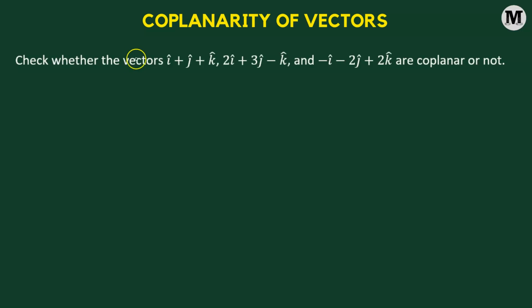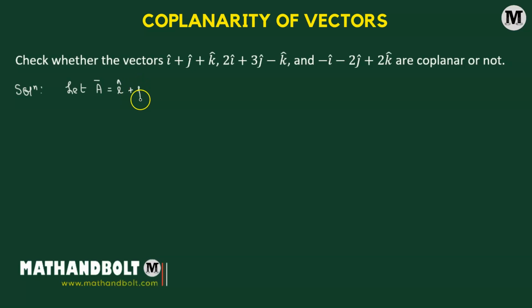So in this problem, we need to check whether these three vectors are coplanar or not. Okay, let us begin. First, we'll name the three vectors. Let us suppose that a vector is represented by i cap plus j cap plus k cap.